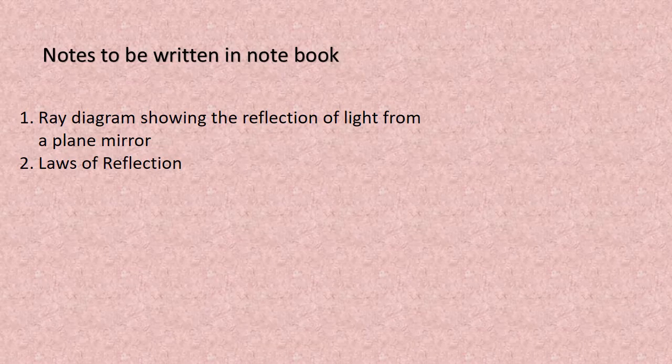Children, now make a note of the notes that have to be written in the notebook. So give a neat heading of the chapter's name: light, reflection and refraction. We copy down the ray diagram showing the reflection of light from a plane mirror, that is in the 10th slide. Neatly make sure you draw it with a pencil. Show the incident ray, reflected ray, and show the direction of the rays using arrow marks. The plane mirror should be well coated on one side. Hope you'll draw it neatly.